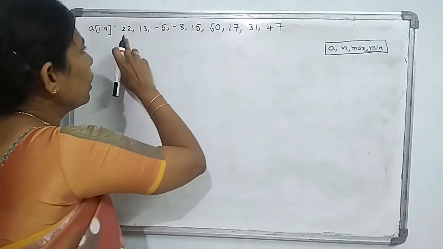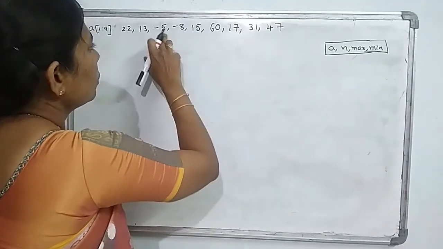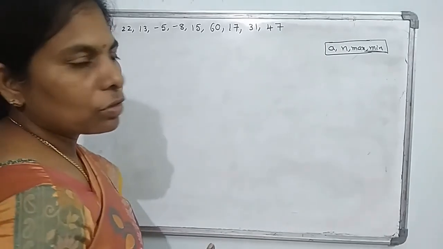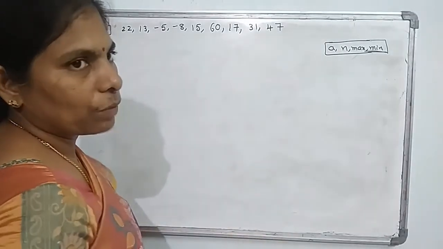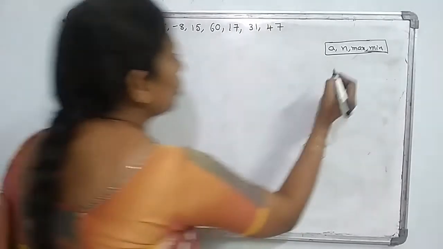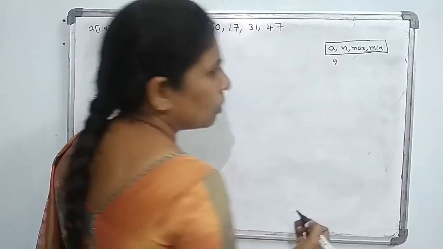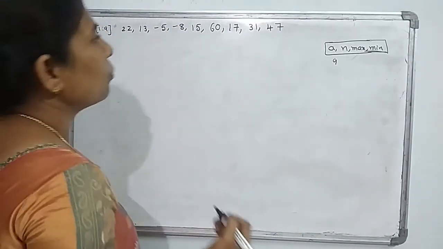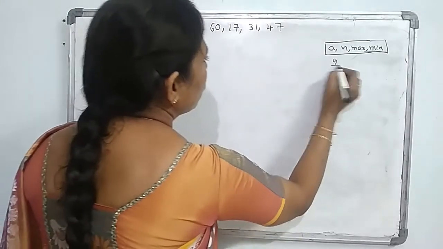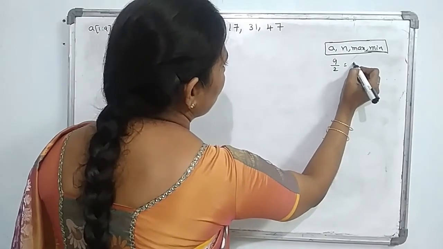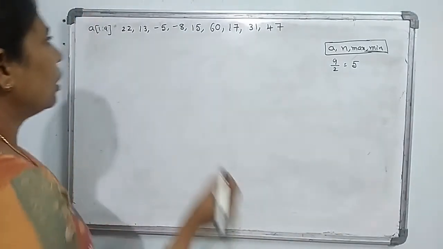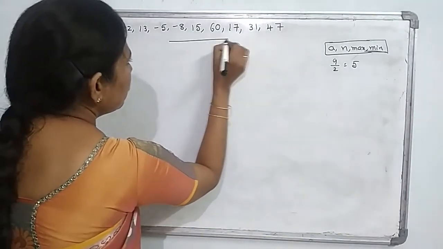In this example I have a total of 9 elements: 1, 2, 3, 4, 5, 6, 7, 8, 9. Within the 9 elements you cannot find the maximum and minimum in a single step, so now you can apply the process of division. With 9 elements, you want to find the mid element. 9 by 2, so I am taking 5. 5 comes under one array and 4 comes under the other array.